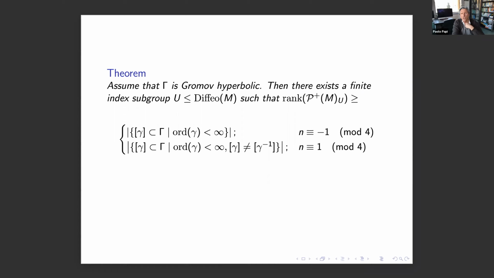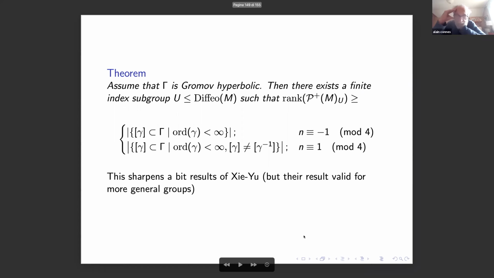N is the dimension of the manifold. Sorry, okay. I should have said yes. Okay, so this sharpens just a bit a result of Xi and Yu, but I should say that their result is more general.